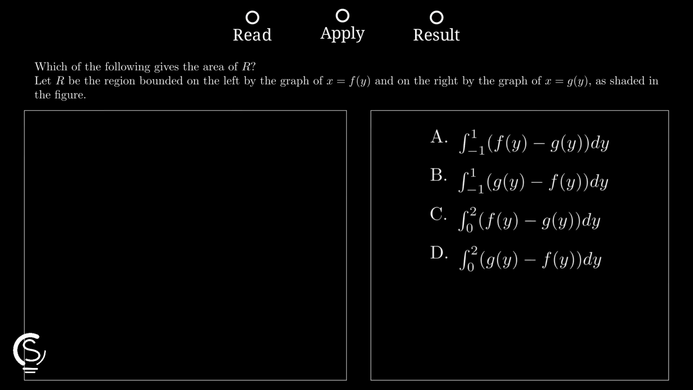First, we need to identify the boundaries of our shaded region. Looking at the graph, the region is bounded vertically between -1 and +1 on the y-axis. Let's go!